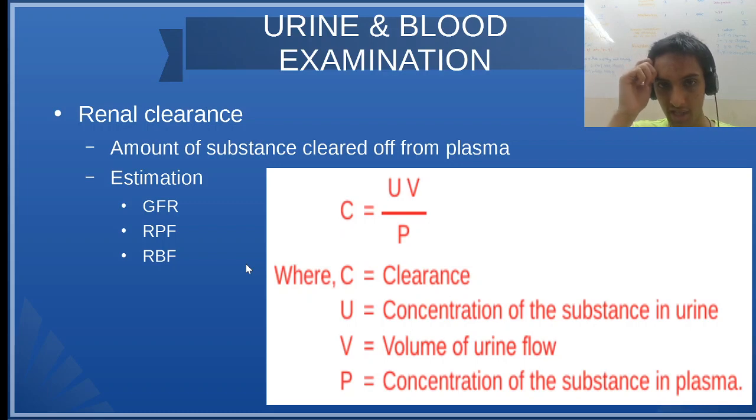Let's see in combination, urine and blood examination. So renal clearance, as I told you in the video on renal clearance, is the amount of substance cleared from the plasma, and estimation of GFR, RPF and RBF. So before we go into these three, first the definition of clearance. You can see this, it's the ratio of the product of volume of urine into urinary value of the substance divided by the plasma value of the substance.